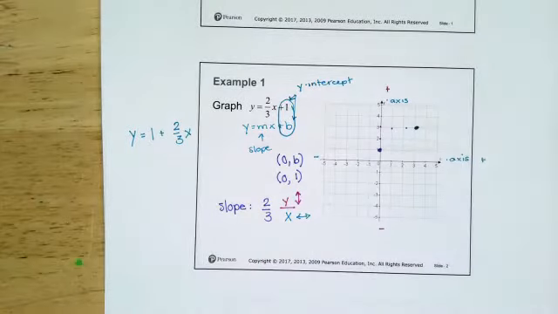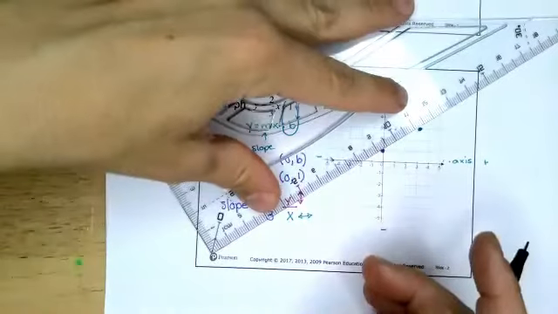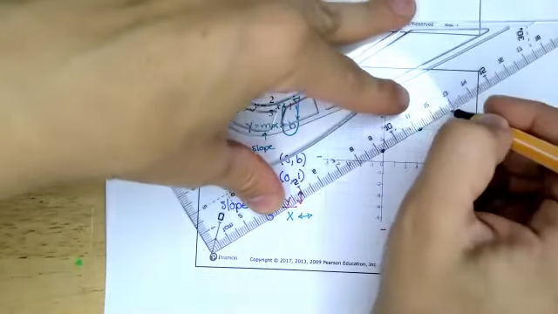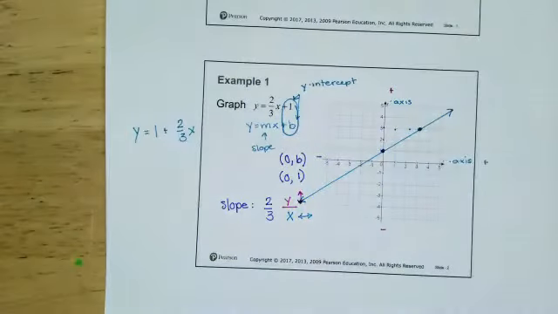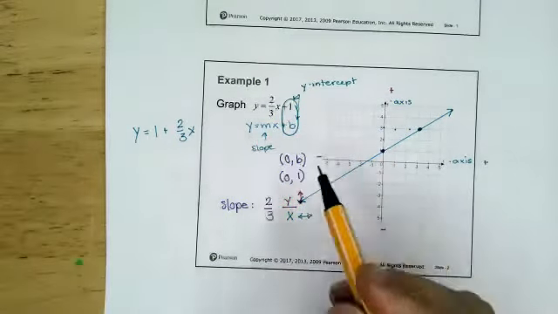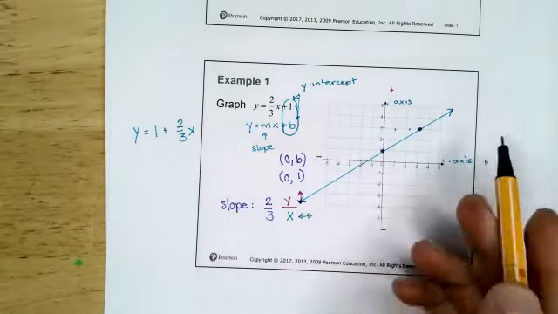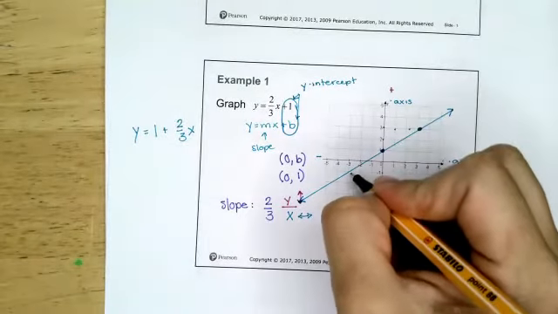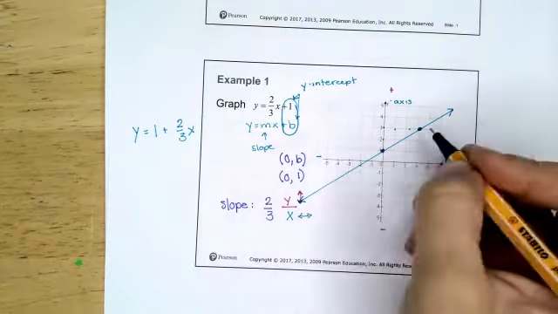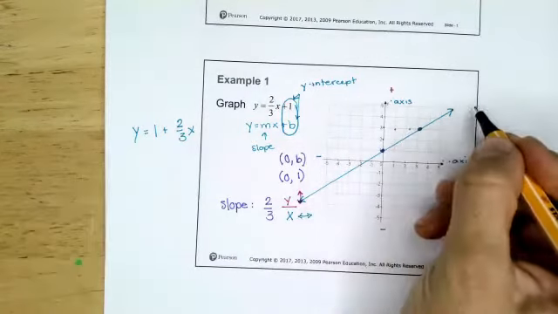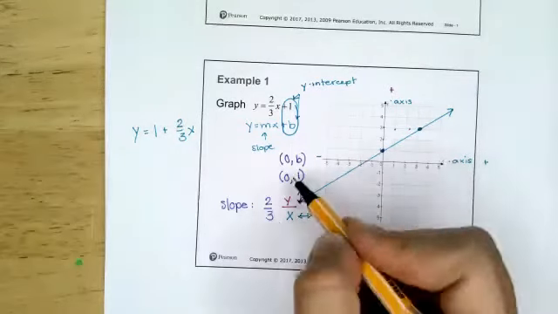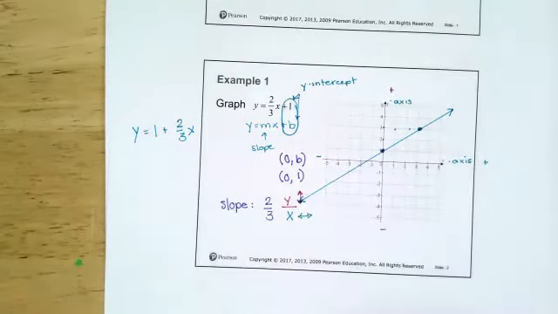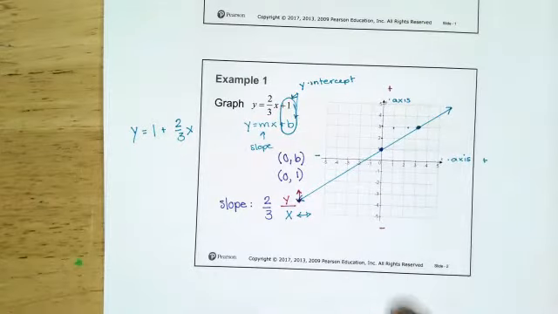And that's all I have to do. My line is graphed. Good. It's the slope 2/3. Even if I go down 2, left 3, down 2, left 3, or up 2, right 3, up 2, right 3, I can always move from any point to any other point using that pattern, and it goes through the y-intercept at positive 1.